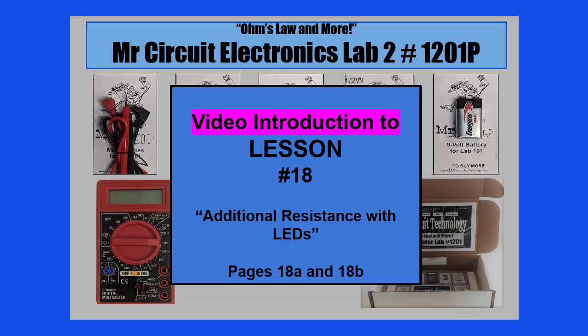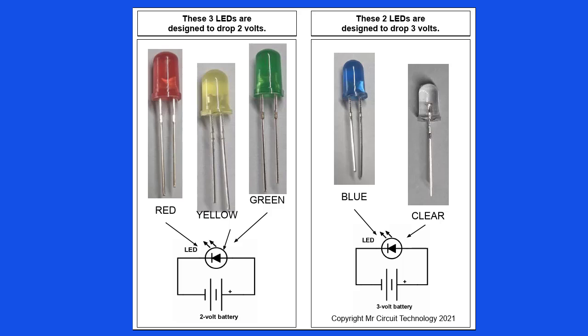This is the video introduction to Lesson 18, Additional Resistances with LEDs, in the Mr. Circuit Lab 2. We discussed in Lesson 17 that there is a voltage drop across an LED in a circuit. Some LEDs in our lab drop approximately 2 volts, and others drop approximately 3 volts.